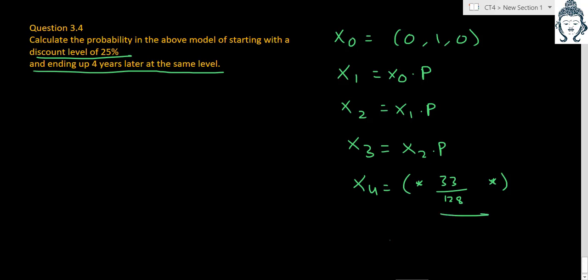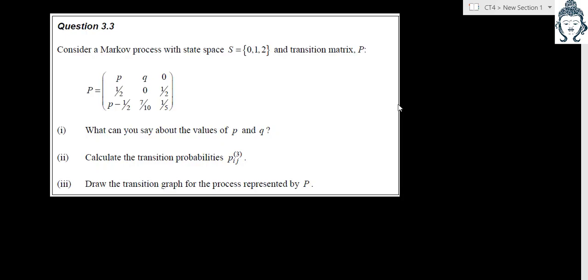Okay, now let's move on to the next question. Let's try question number 3.3 from your study material, and here the first part asks, they've given us a transition matrix, and they have not mentioned the initial distribution, that is we do not know where we start. This is just the transition matrix in terms of p and q, which are some constants. So what can you say about the values of p and q?